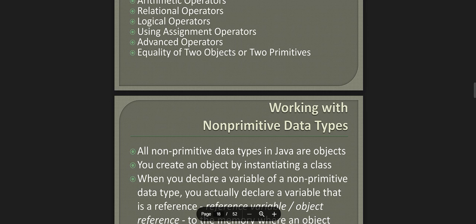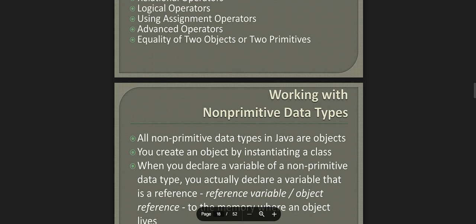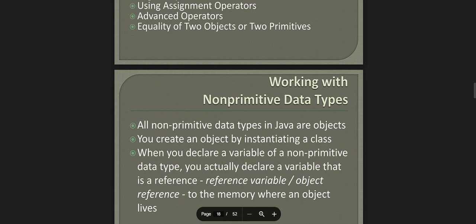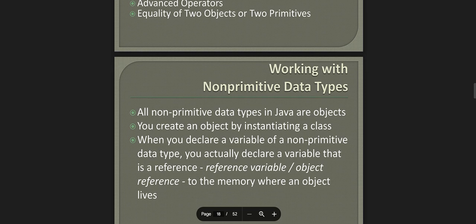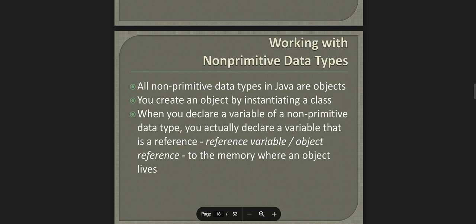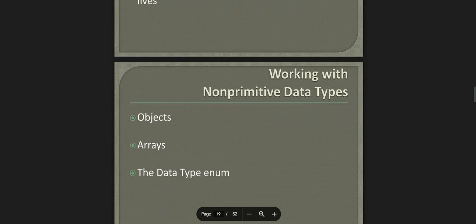All the non-primitive data types in Java are objects. You can create an object by instantiating a class. When you declare a variable of a non-primitive data type, you actually declare a reference variable. An object reference references the memory where an object lives. Working with the non-primitive data types: object, array.